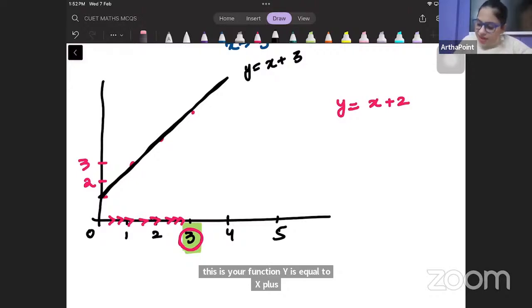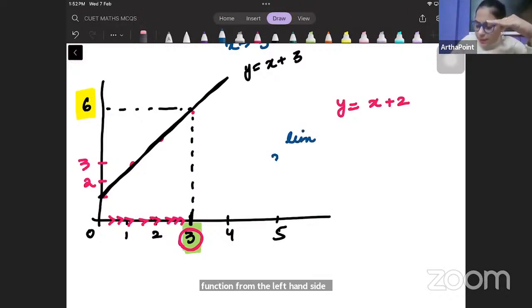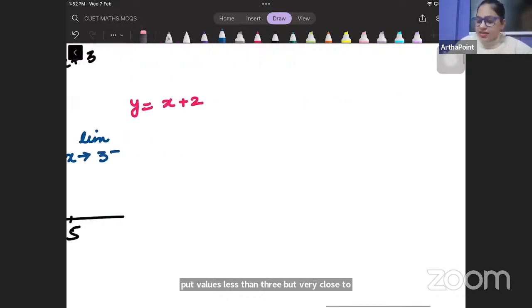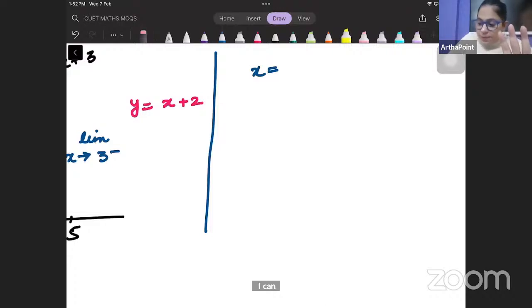I know when I plug 3 into the function, the answer I will get will be 6. I will get the answer as 6. Now, I have to go ahead and approach this function from the left hand side. So I am saying, what happens when I put values less than 3 but very close to 3. Maybe I can start by putting x equal to a value very close to 3, but 3 minus represents that it should be less than 3.